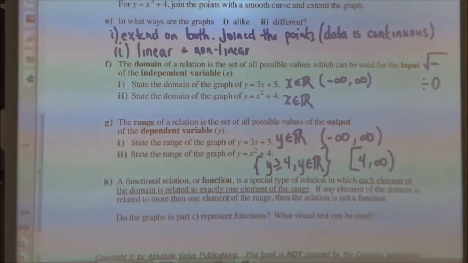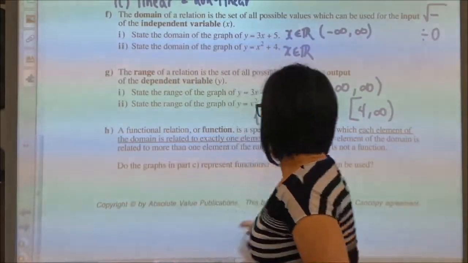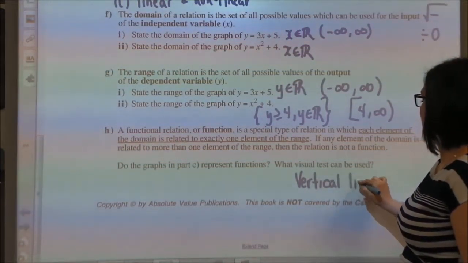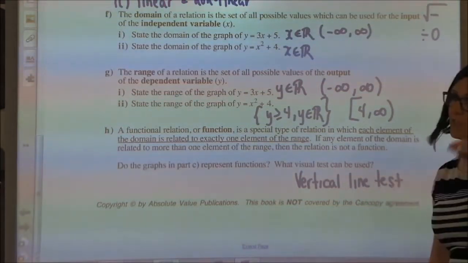The other thing that we talked about last year was the difference between a function and not a function. So in a function, every input only had one output. So if I look at these graphs, are these functions or not functions? There's another way that you could figure out what functions were. It was a test that we did on the graph. So what visual test can be used? That was the vertical line test.